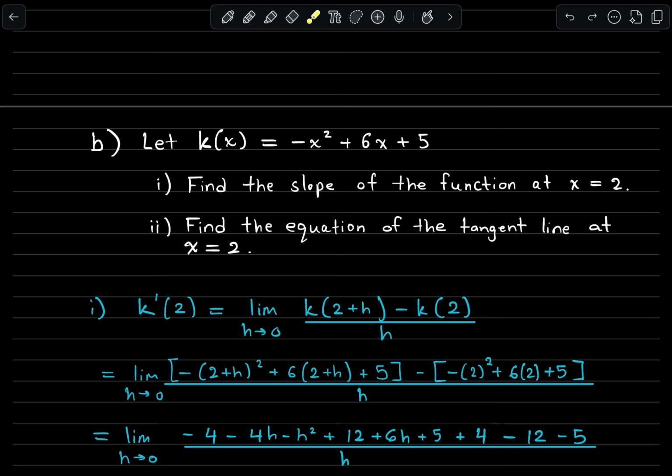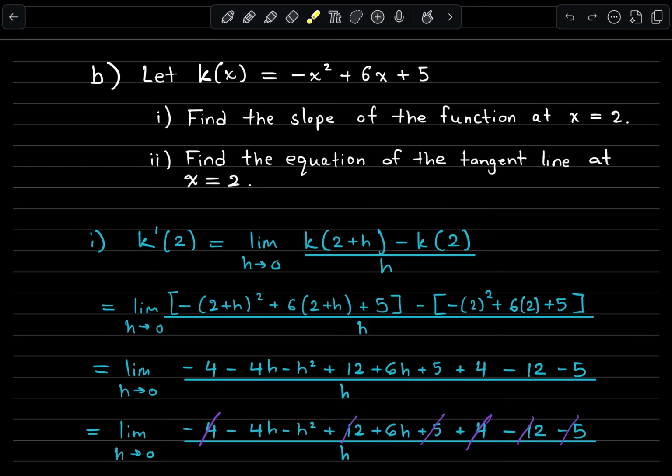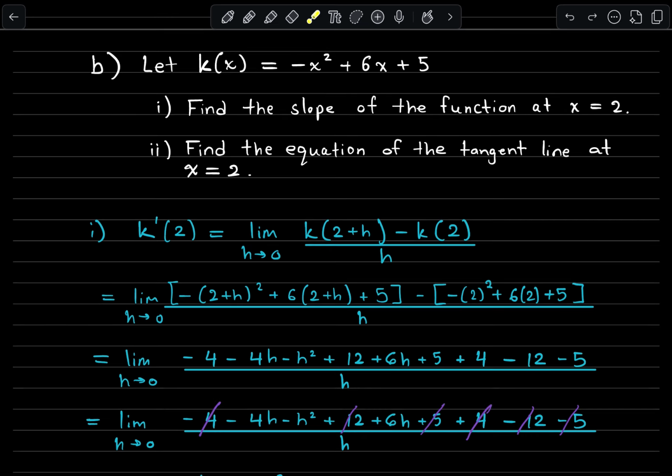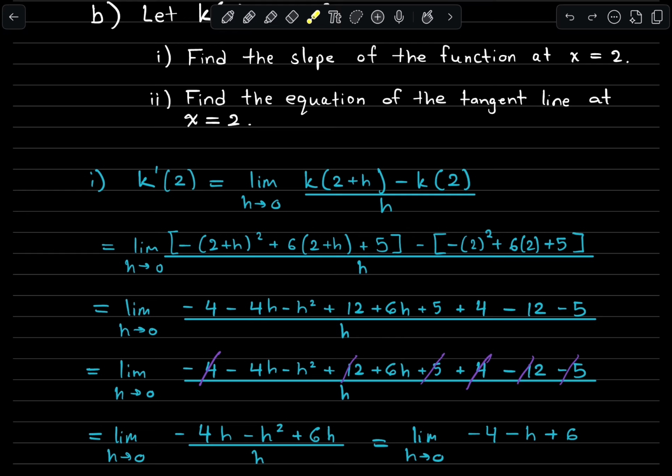Go ahead and expand so we can use our FOIL, and then we can distribute that negative sign. So we're going to get negative 4 minus 4h minus h squared plus 12 plus 6h plus 5. This is going to be a negative 4 plus 12 plus 5, and then we're going to distribute that negative, and all those signs will flip. Next, we're going to combine like terms, and we see that all of our constants actually cancel out nicely. We're left with only h terms. So we have negative 4h minus h squared plus 6h, all of it divided by h.